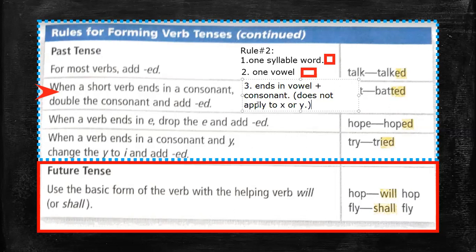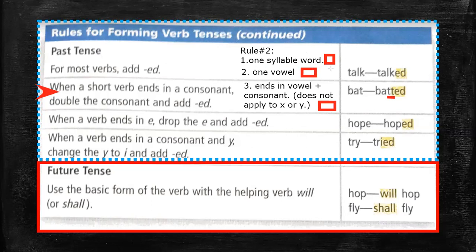So, did you copy all three of these things? And don't forget to draw a little box next to it here. Okay, so every time you have a one-syllable word with one vowel that ends in vowel plus consonant, you are going to double the consonant. And again, we're not talking about verbs that end with X or Y. You're going to double the consonant and then you add ED. But you need all these three things in order for you to double the consonant. If you only have a one-syllable word, but it has more than one vowel and it doesn't end with vowel consonant, then no, please don't double the consonant because it doesn't apply. You need to have check marks on all of these boxes.